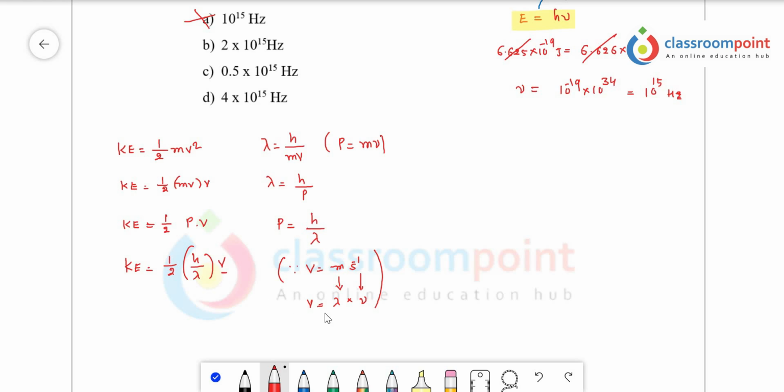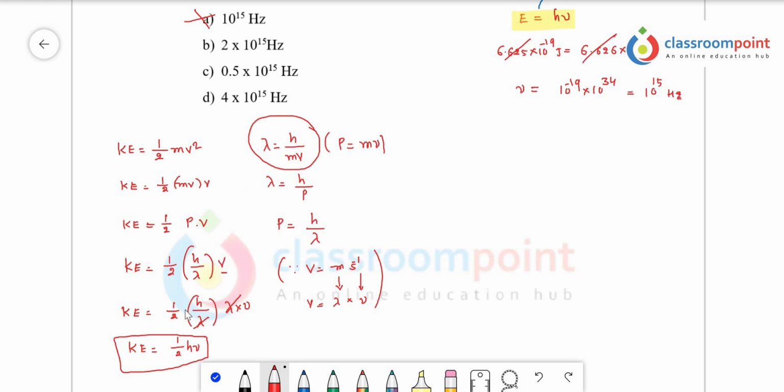So in the place of velocity, I can write this, so that kinetic energy KE equals half h upon lambda into frequency. Lambda cancels out, and the final form of the kinetic energy equals half h nu. I think you got the new and important formula. This is derived from de Broglie's equation. It is applicable to all types of particles, so this can be utilized for any type of particle.